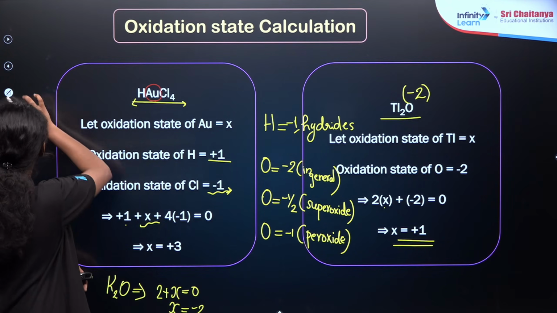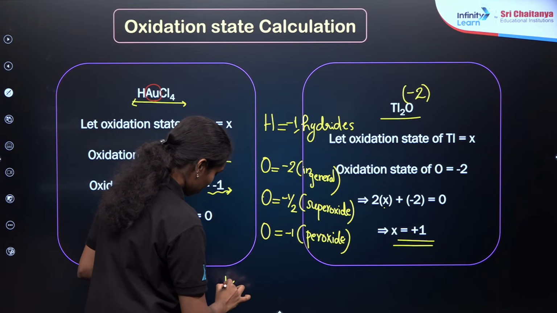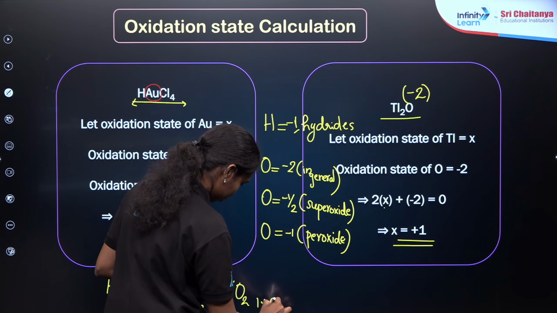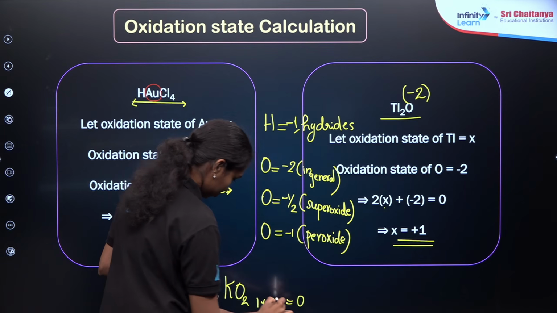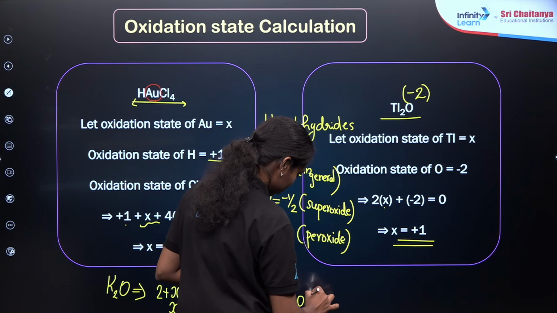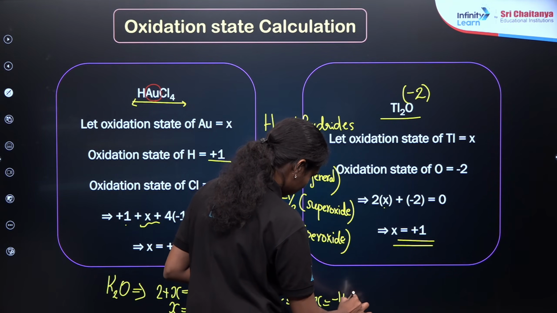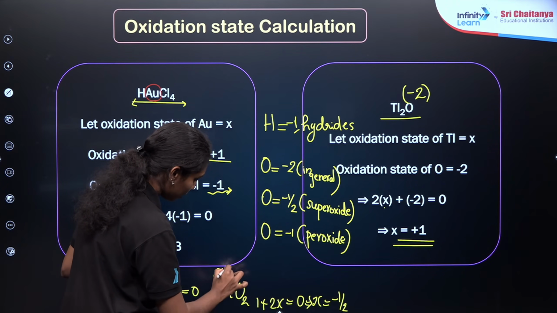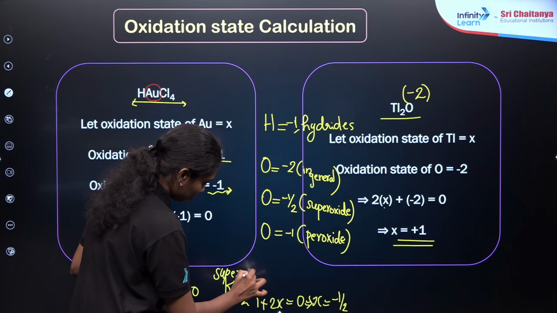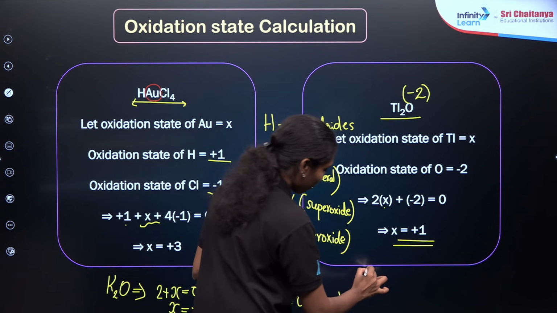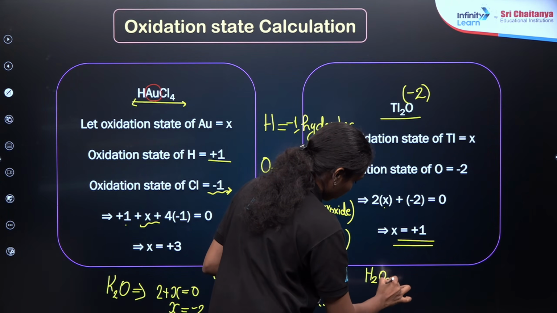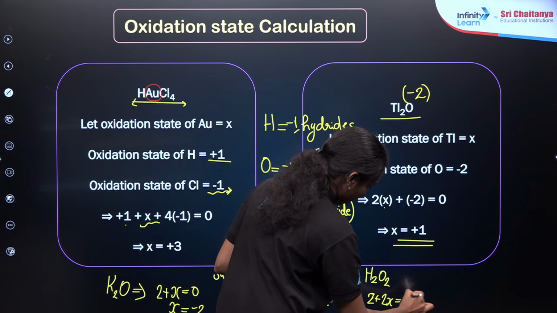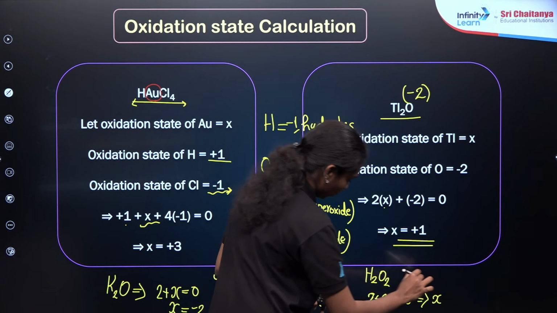So in the general case, there is one more explanation. See, this is a general oxide and this is a superoxide, right? This is a superoxide. Then another case is peroxide, right? If I am taking H2O2, it will be 2 hydrogen, so 2 plus 2X is equal to 0, or X is equal to -1.